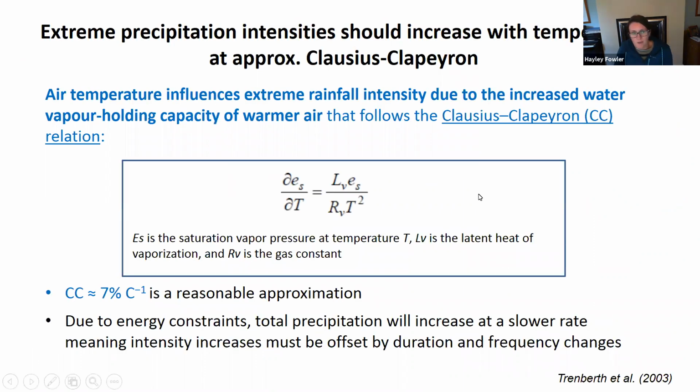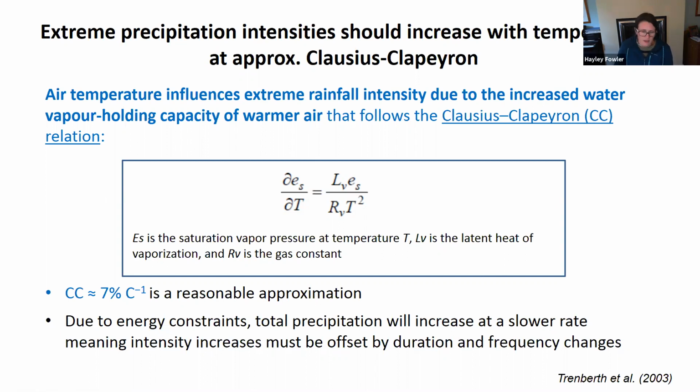Well, what we know is, and what was suggested by Kevin Trenberth in a landmark paper that he published a long time ago now in 2003, is that we expect extreme precipitation intensities to increase with temperature at approximately the Clausius-Clapeyron rate. And this is a rate of about 7% per degree of warming. And the Clausius-Clapeyron relationship basically says that as the air temperature increases, then the saturation vapor pressure of air also increases. And because extreme rainfall occurs at approximately saturation, when air is saturated, then we'd also expect these extreme precipitation intensities to follow this relationship.